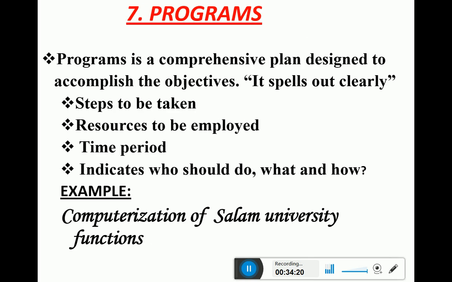A program is a comprehensive plan designed to accomplish the objectives. It spells out clearly steps to be taken, resources to be employed, time period, indicates who should do what and how. What a program.